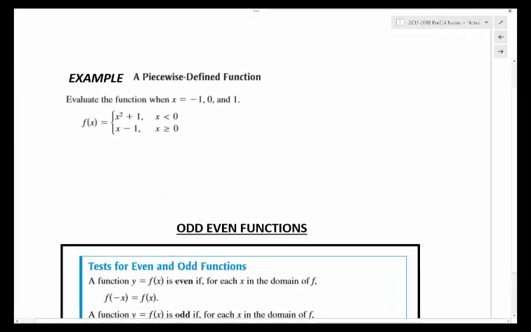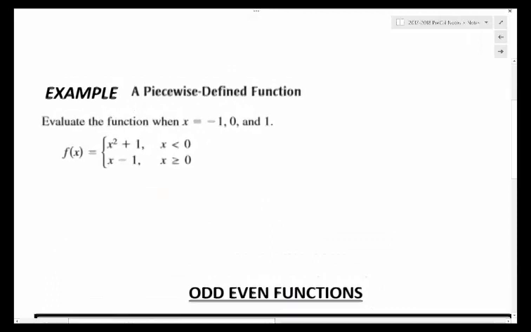Now, a piecewise function is a little bit different. A piecewise function, the definition is in the name, and that is you have pieces. So what a piecewise function is, is that you will have a function that is comprised of different functions. So, for example, x squared plus 1.